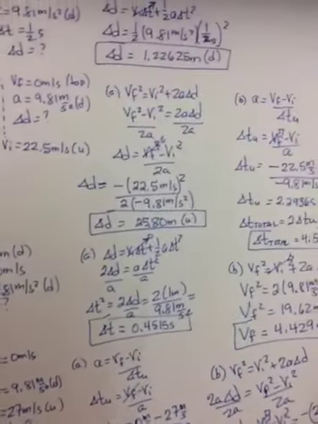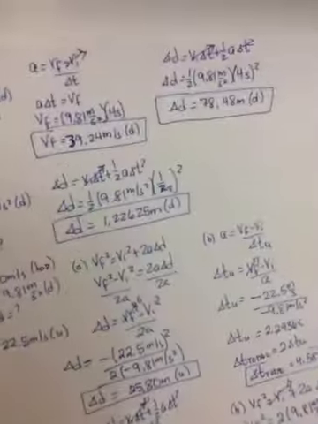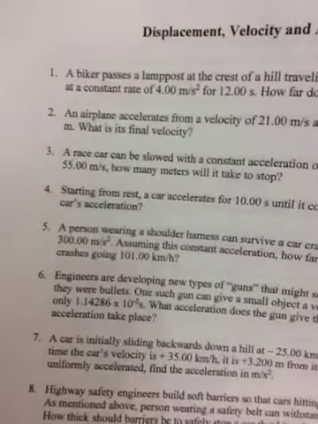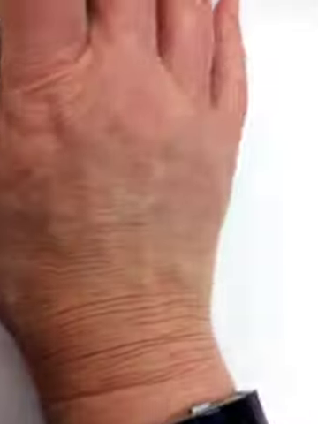Okay, so those are the free fall questions I asked you to do. I also asked you to go back to the displacement, velocity, and acceleration problems. You had done up to number 6 on those, and I asked you to try numbers 7 to 12, so the rest of the front side.